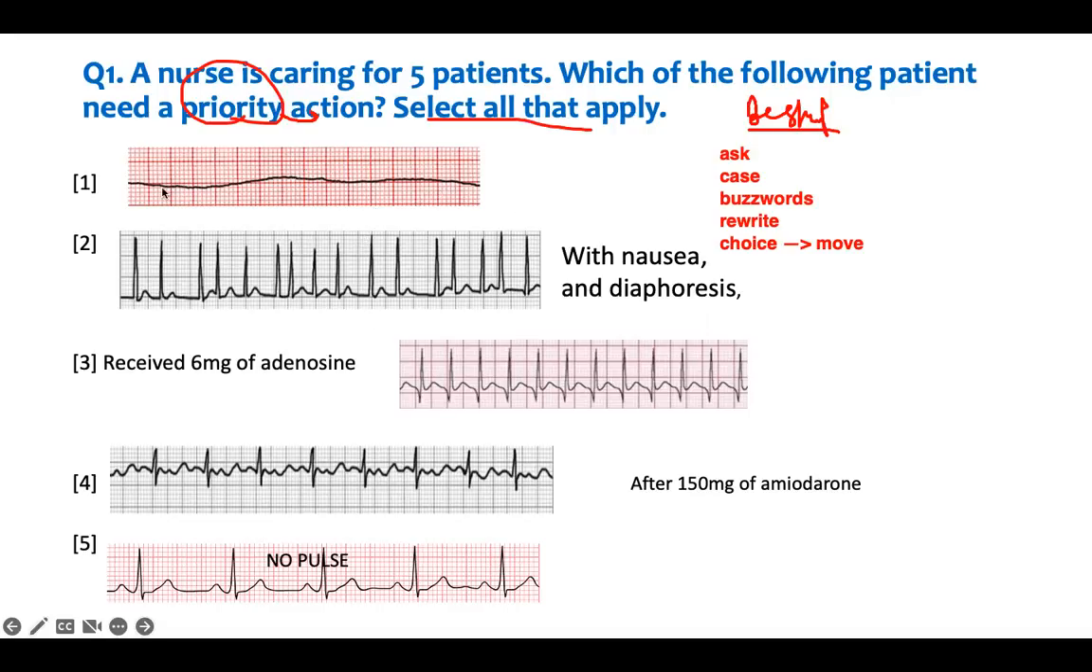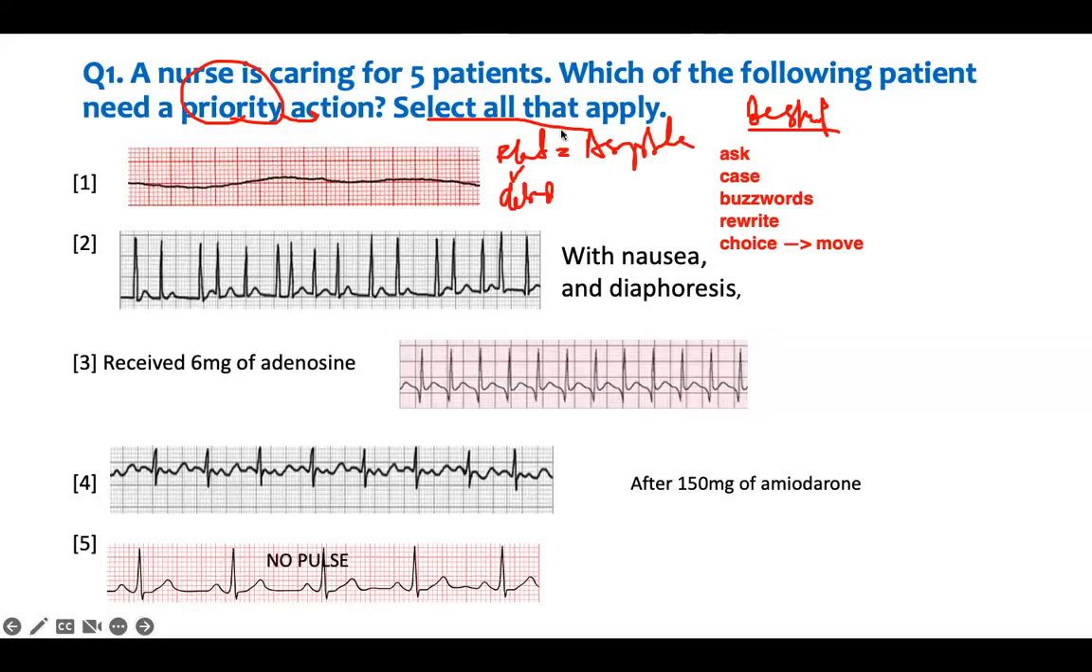And see who needs something to be done. This rhythm is flat line. Flat line is what? This is asystole. So this patient is asystole. What do we need to do for this patient? You need to do immediate CPR. You start CPR right away. Do not defibrillate this patient.